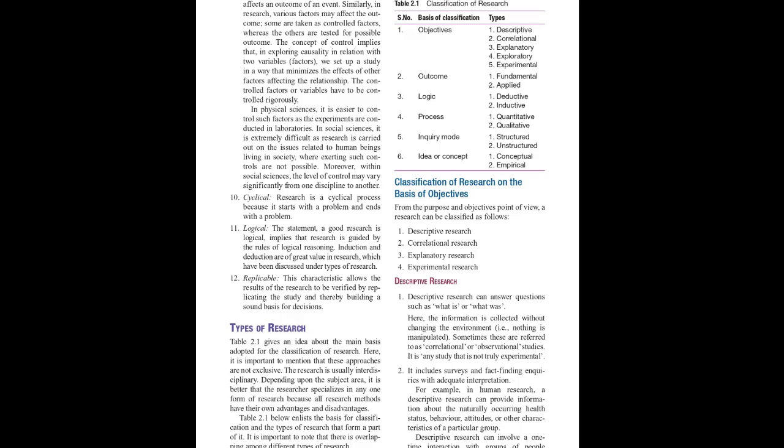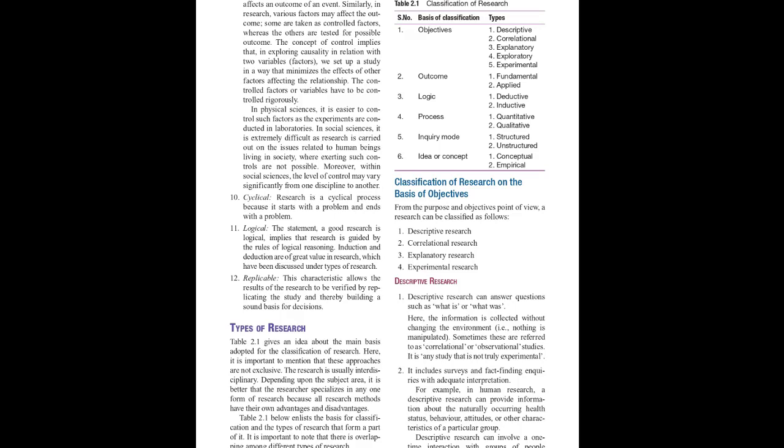Types of research. Table 2.1 gives an idea about the main bases adopted for the classification of research. Here, it is important to mention that these approaches are not exclusive. The research is usually interdisciplinary. Depending on the subject area, it is better that the researcher specializes in any one form of research because all research methods have their own advantages and disadvantages. Table 2.1 below enlists the basis for classification and the types of research that form a part of it. It is important to note that there is overlapping among different types of research.